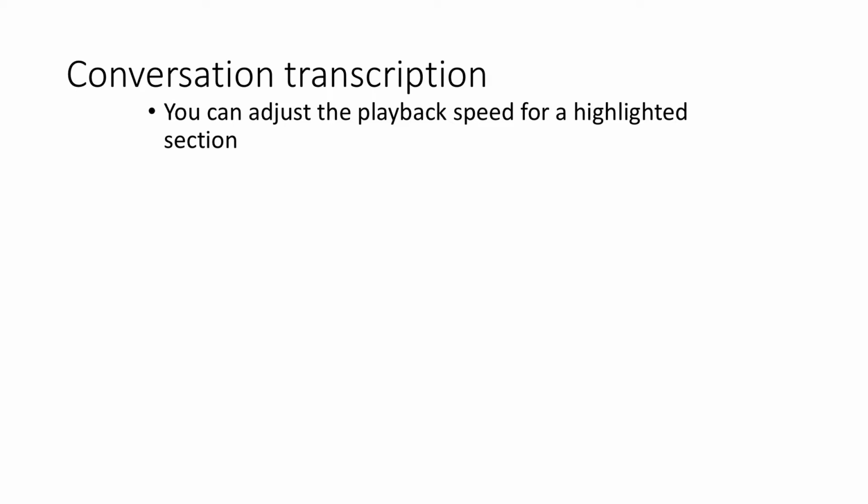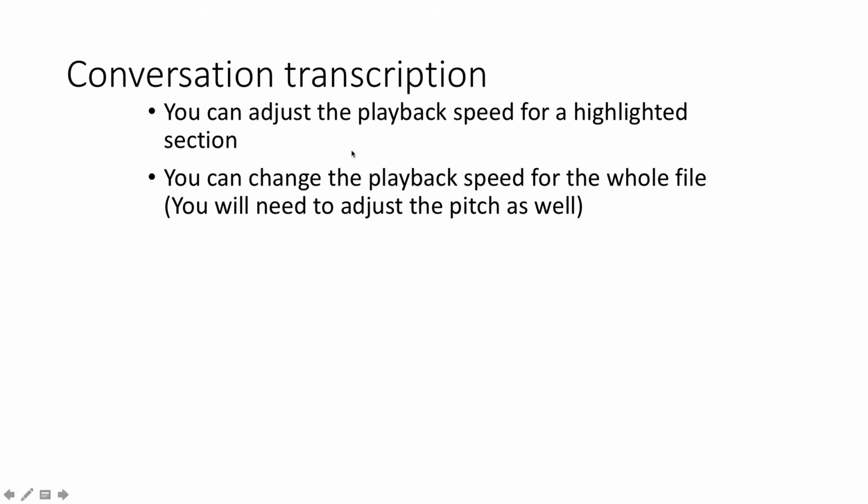So in conversation transcription, you can adjust the playback speed for a highlighted section. I really like to use 2 times or 1.75 times speed if I'm going to be transcribing. I find that makes it so that I can type almost as fast as what I'm listening to. You can also change the playback speed for the whole file.